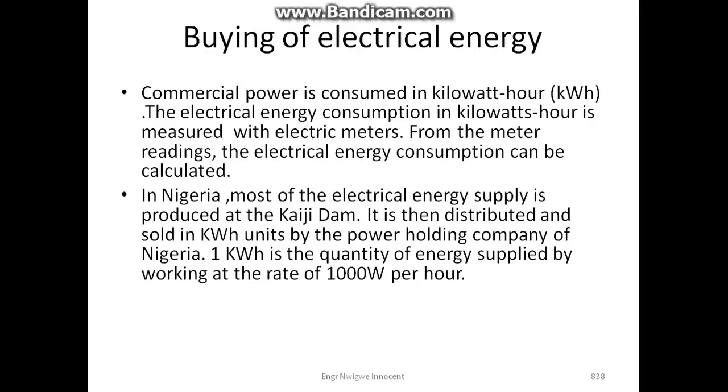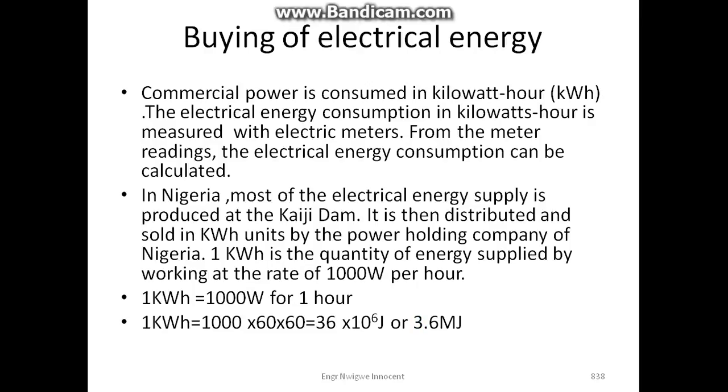1 kilowatt hour is the quantity of energy supplied by working at the rate of 1000 watt per hour. 1 kilowatt hour is equal to 1000 watt for 1 hour. 1 kilowatt hour is equal to 1000 times 60 times 60, which is equal to 3.6 times 10 raised to the power 6 joule, or 3.6 megajoule.